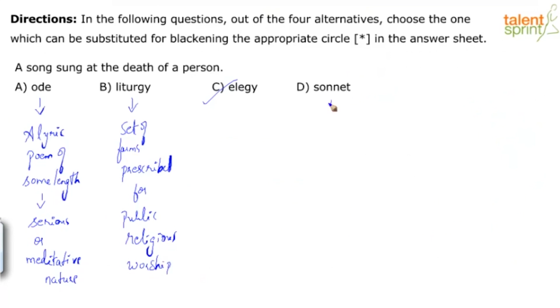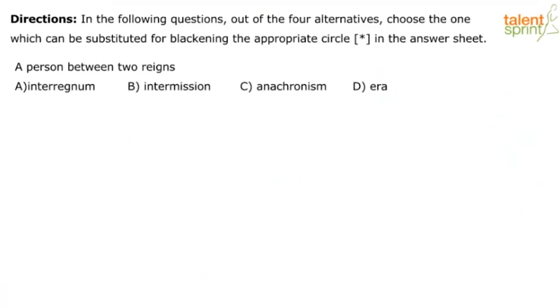A sonnet, on the other hand, is a 14-line verse. So basically, the 14-line verse will have some rhyming in it. So after the 8th or 12th line, set of forms, F-O-R, not form, set of forms prescribed for public religious worship. A person between two reigns, as in ruling, right? To reign in this particular kingdom, to rule a kingdom between two reigns.